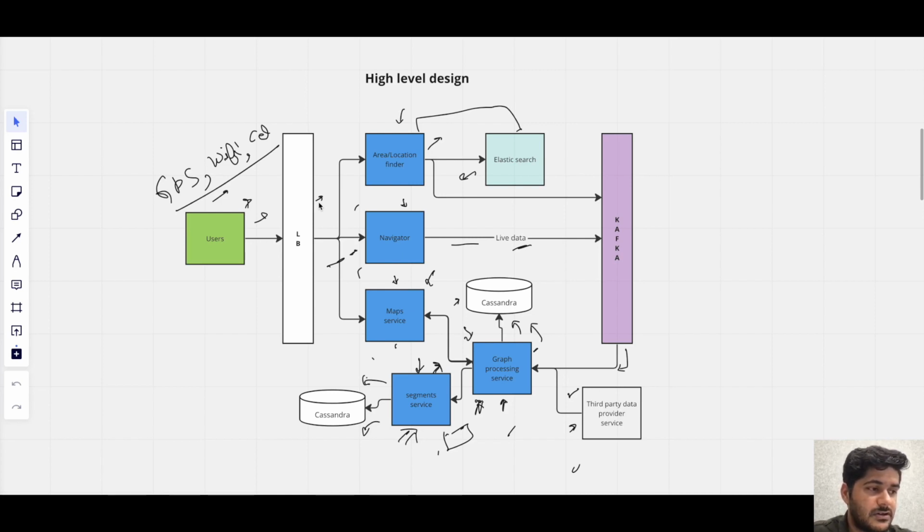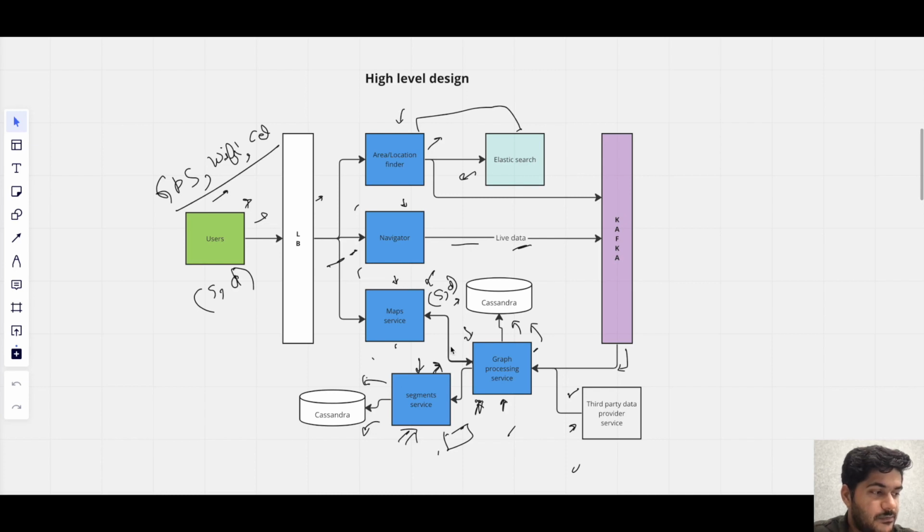Once you have the location of your source and destination, what you need to do is send this to our map service. What that map service will do is, this service is actually very dumb. What it will say to the graph processing service is, I am having an S, I am having a D, tell me the best route for this at this particular time, right now.